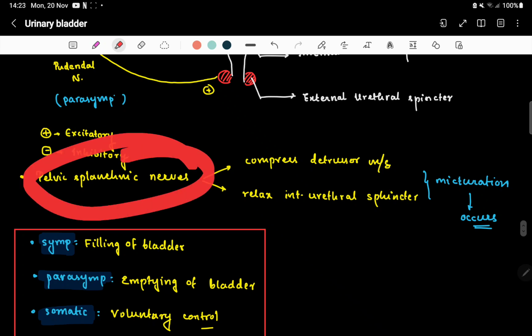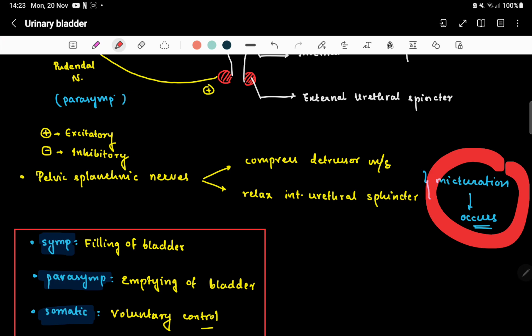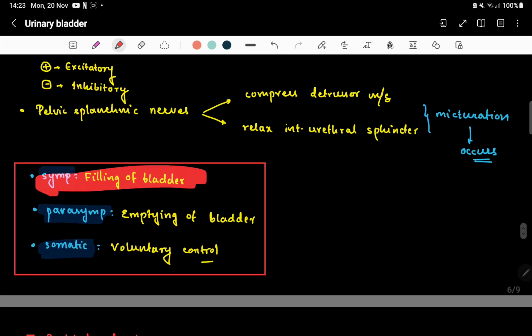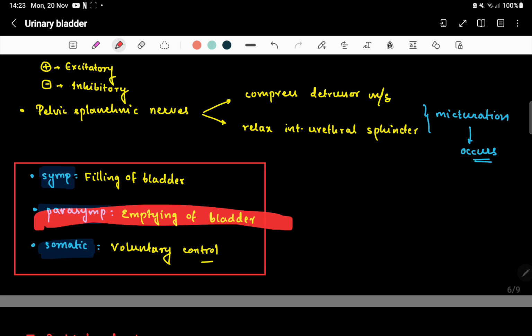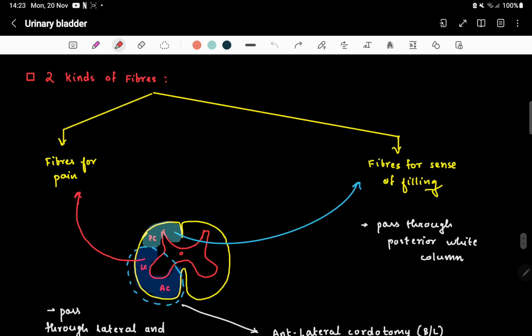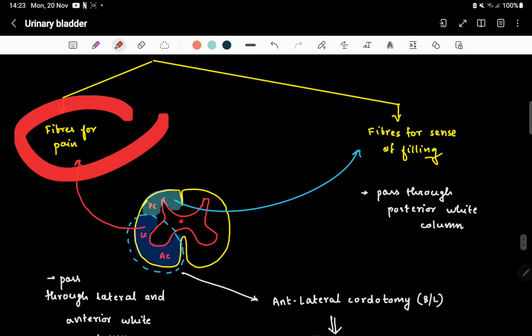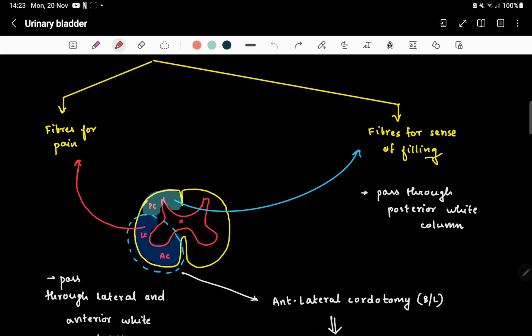And these pelvic splanchnic nerves are compressing the detrusor and relaxing the internal urethral sphincter, so micturition will occur. Sympathetic, filling up of the bladder will occur, parasympathetic, emptying of the bladder will occur, and somatic is under your voluntary control, okay. There are two kinds of fibers in the urinary bladder, okay. The fibers for pain and the fibers for sense of filling, okay.